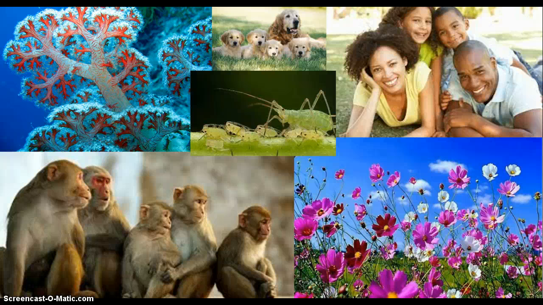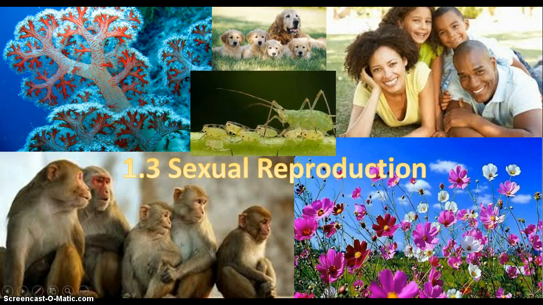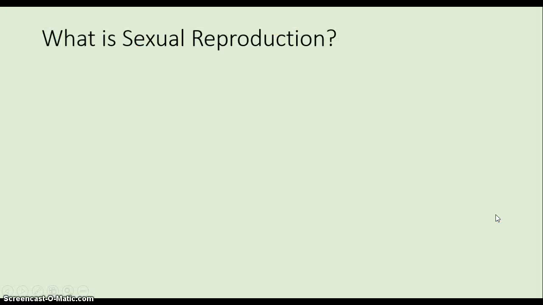You might be wondering what all of these images have in common. Well, what they have in common is each one of them reproduces sexually. What is sexual reproduction? When we think of sexual reproduction, we usually think of it involving two individuals, a male and a female. However, this isn't always the case, as it is with humans and other mammals.